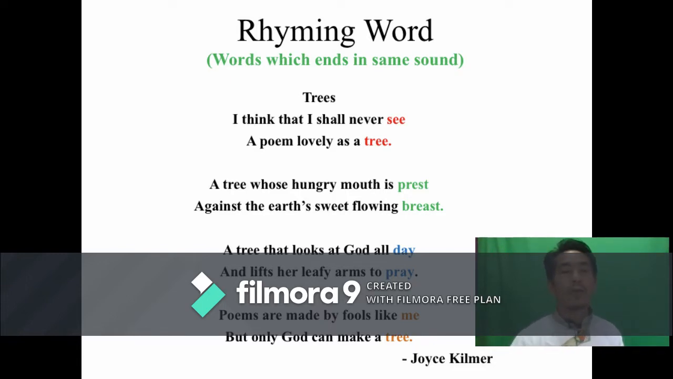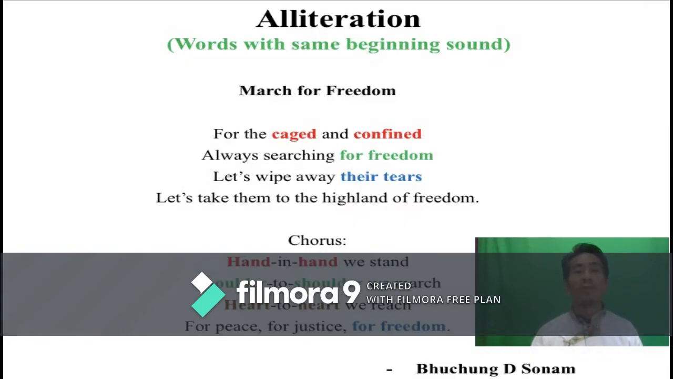Okay, now let us move on to the next. We have alliteration. Now, what is alliteration? Alliteration is words which have the same beginning sound. You know, a rhyming word is a word having the same ending sound, but alliteration is words with the same beginning sound. And you can use this in almost all languages.